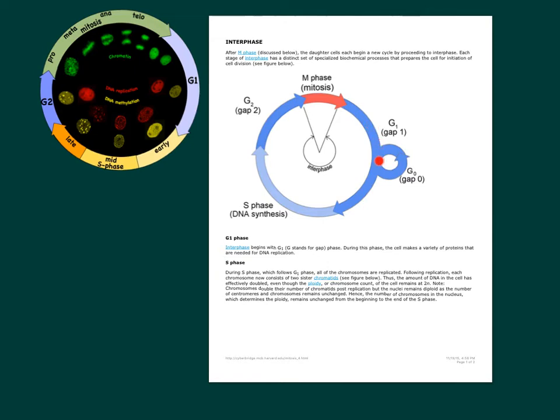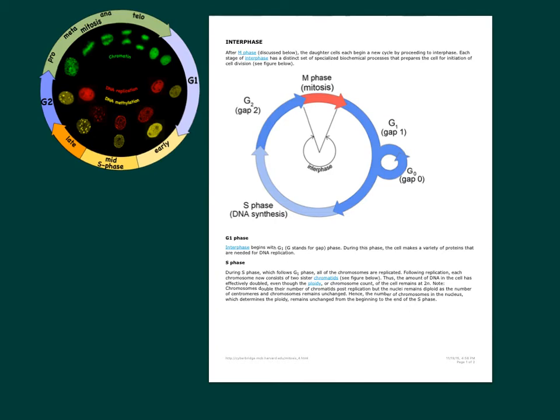So this G1, or gap 1, is where the cell is preparing for that DNA synthesis. If that cell did not have to do that, if it's a pancreatic cell whose job is to make insulin or glucagon, or if it's a nerve cell, nerve cells are famous for going into this phase where they're no longer ready to do mitosis. They're just going to do their job. They go into this phase called G0.